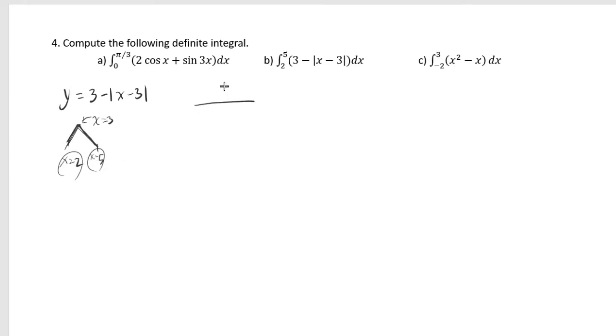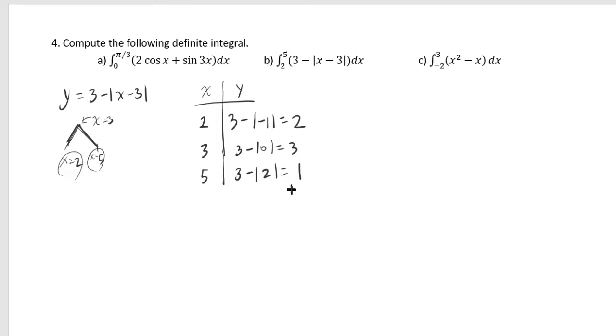So let's come up with a table of values. When x is 2, plug in 2: 2 minus 3 is negative 1, right? So we have y equals 3 minus the absolute value of negative 1, which is 3 minus 1, which is 2. And when you plug in 3, 3 minus 3 is 0, right? So this will be 3. And then when you plug in 5, it's 3 minus the absolute value of 5 minus 3, which is 2. So it's going to be 1.